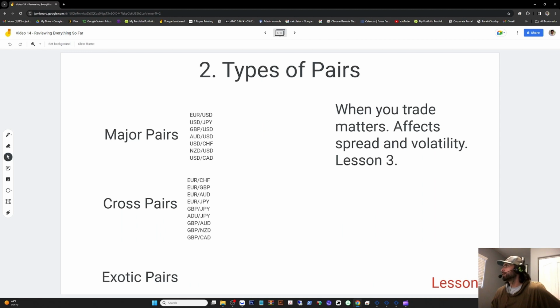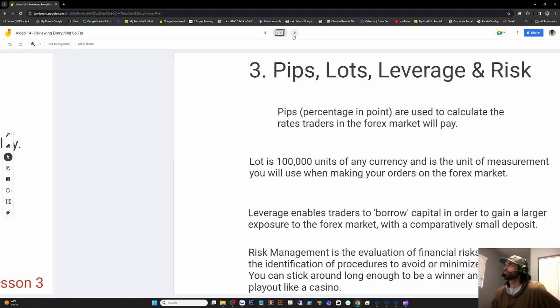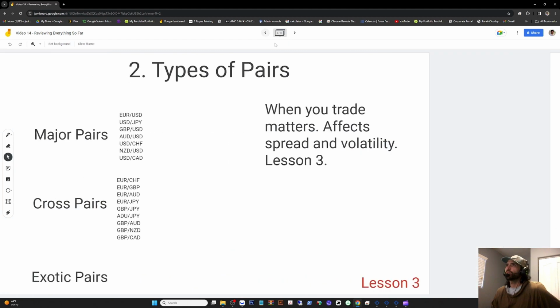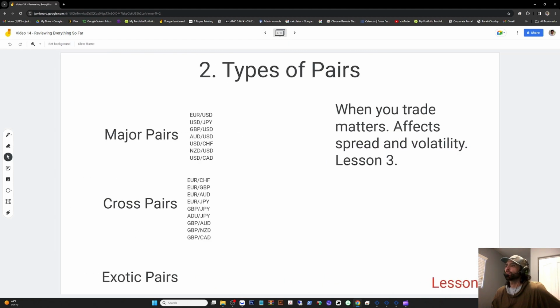2, types of pairs: major pairs, cross pairs, and exotic pairs. When you trade matters too. If you're trading the USD as your base currency, your spreads will increase after 5 p.m. Eastern Time. There's also more active times than other times. On most of these slides, I've put the lesson that talks more about the subject in red on the bottom right. So if you want to learn more about this, it was video 3 of class 1.